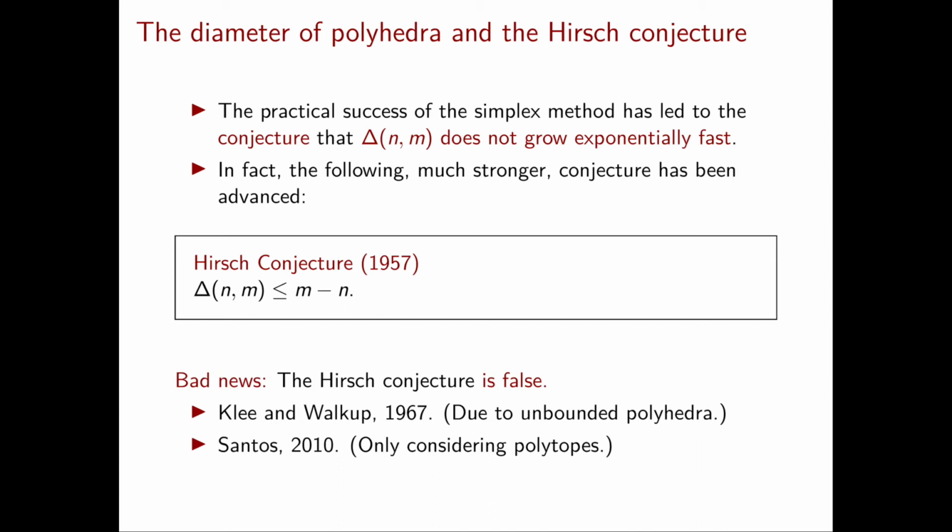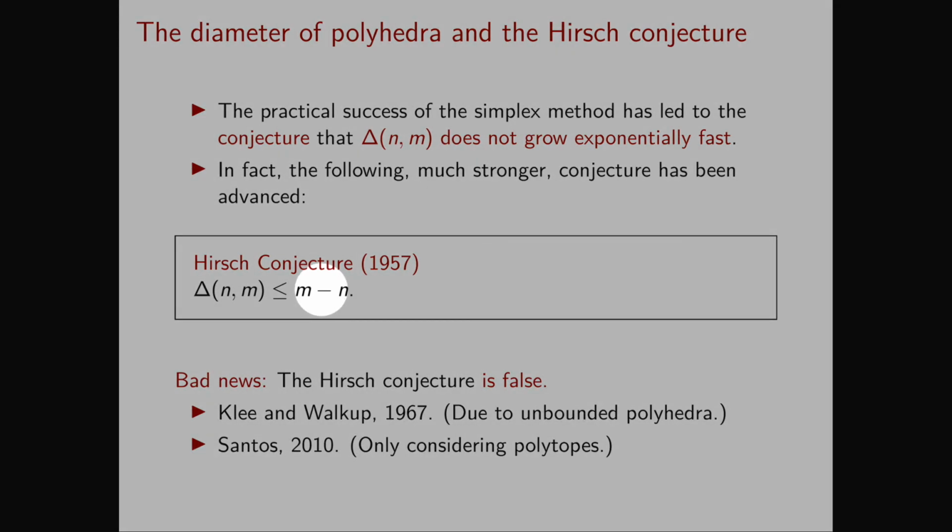However, the counterexample that they obtained uses unbounded polyhedra. So then after this counterexample, researchers still wondered if the Hirsch conjecture is true for bounded polyhedra. Finally, in 2010, Santos showed that the Hirsch conjecture is false also if we consider only polytopes. The main reason we discussed the Hirsch conjecture really is its historical relevance. However, the fact that the Hirsch conjecture is false doesn't really tell us much. In fact, it only tells us that there are polyhedra with diameter larger than m minus n.